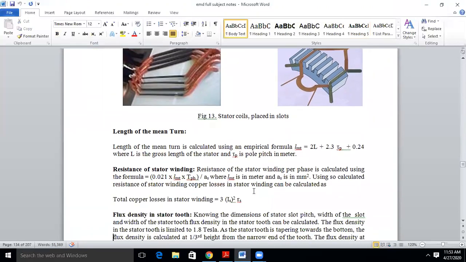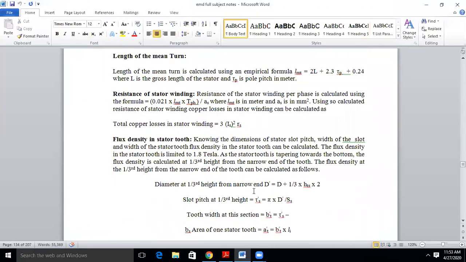Now we will see the length of mean turn. The length of the mean turn is calculated using an empirical formula. LMT, the length of mean turn, will be given by 2L plus 2.3 tau_p plus 0.24.